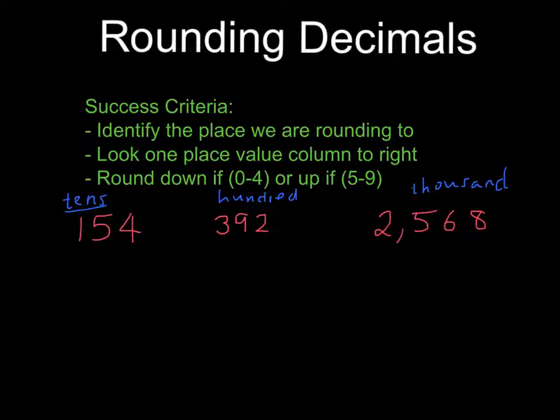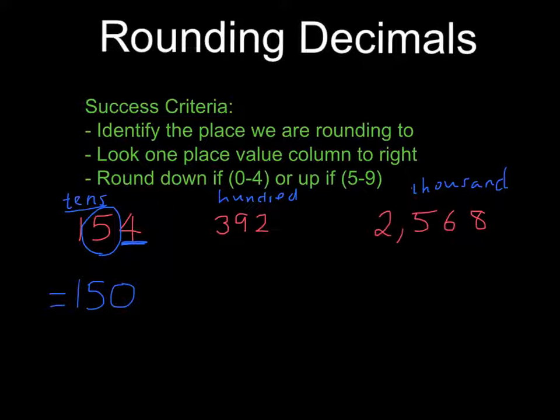The first example here, we want to round it to its nearest 10. Okay, so I'm going to find the place value column we are rounding to. That is the tens column. Our next step is to find the place value column one column to the right. We now know that the one value to the right is the ones column, and there is a 4 in that ones column. So that tells us, because it's 0 to 4, we need to round this number down. So rounding 154 to its nearest 10 would be 150.